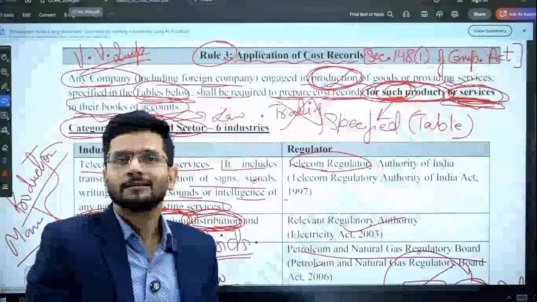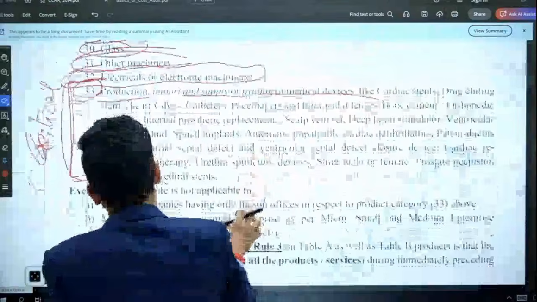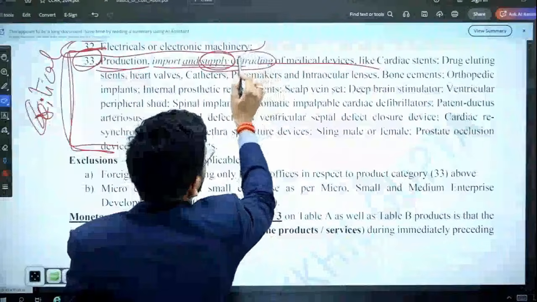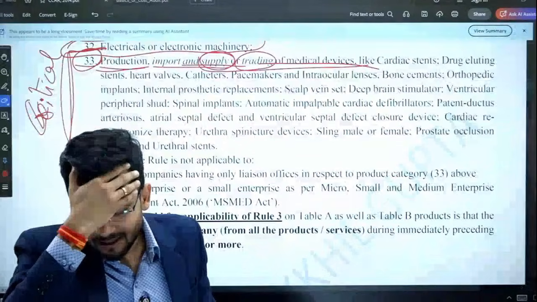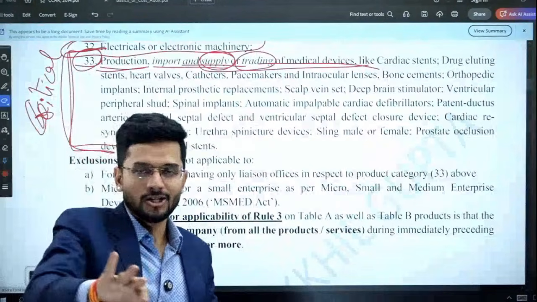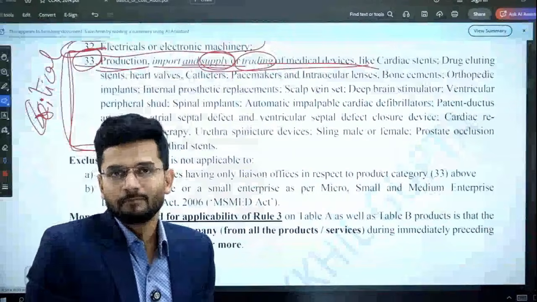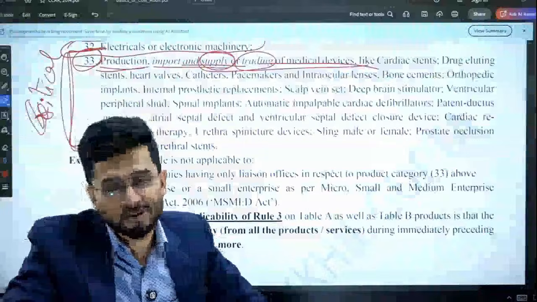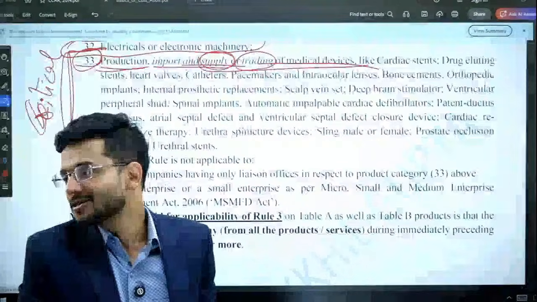But the anomaly, the problem, the lacuna, the confusion is that in point number 33, they have stated production, import and supply or trading of medical devices. Oh, sir, this is an anomaly. This is a confusion. This is a strict violation of the provisions of the Act. This is a contradictory statement. The section says only production is eligible for cost audit and cost records. The rule says only production is eligible. And the table says even trading is included in the category of cost records and cost audit.